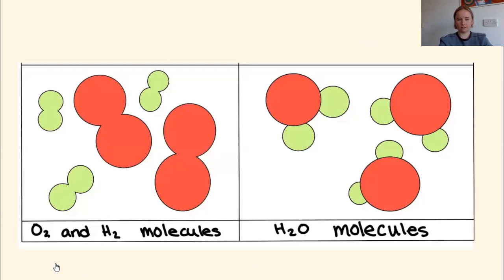Okay, let's have a look at this diagram. One of these is a compound and one of these is a mixture. Have a think yourself, but pause the video and have a think which one is which.